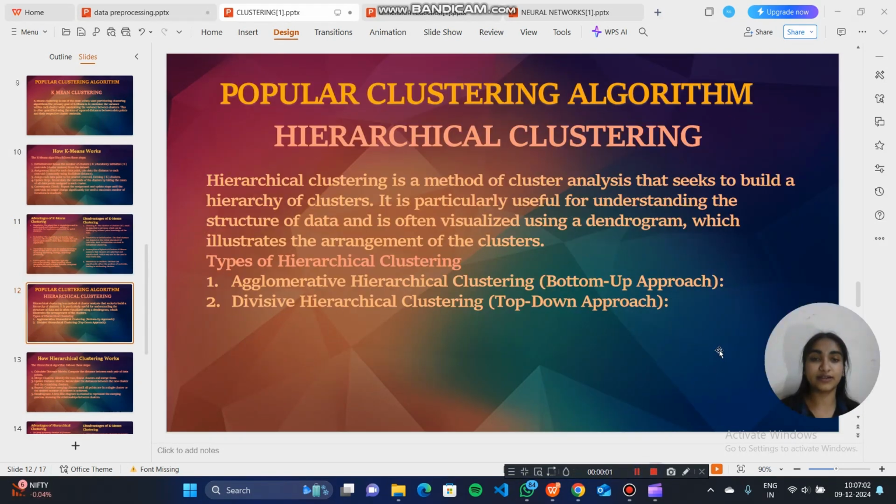Algorithm of hierarchical clustering. It is a method of cluster analysis that seeks to build a hierarchy of clusters. It is particularly useful for understanding the structure of data and is often visualized using a dendrogram which illustrates the arrangement of the clusters. Types of hierarchical clustering: agglomerative hierarchical clustering, divisive hierarchical clustering.